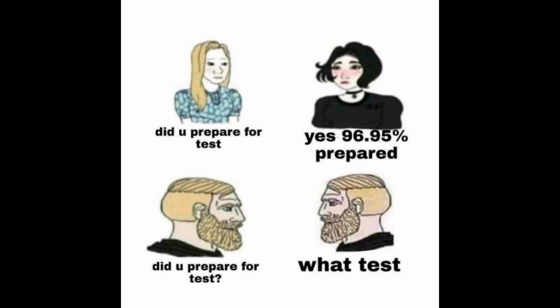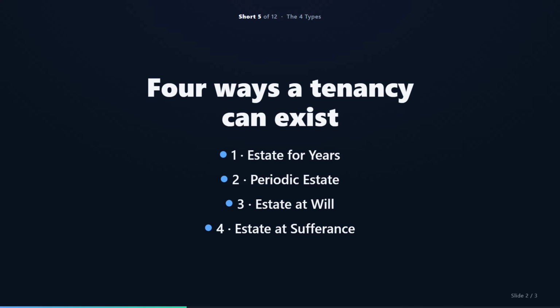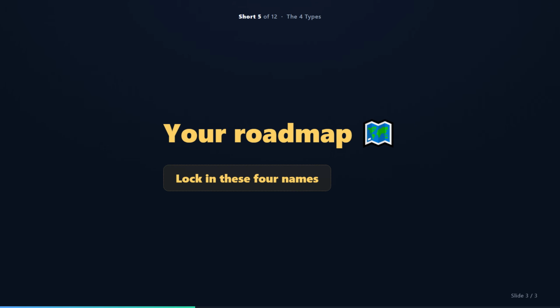The four types. There are four types of leasehold estates, and this is the part you simply have to memorize. Think of them as four different ways a tenancy can exist. 1. The estate for years. 2. The periodic estate. 3. The estate at will. And 4. The estate at sufferance. Don't worry, I'll break each one down, but lock in those four names first.